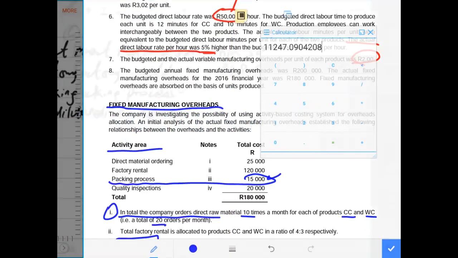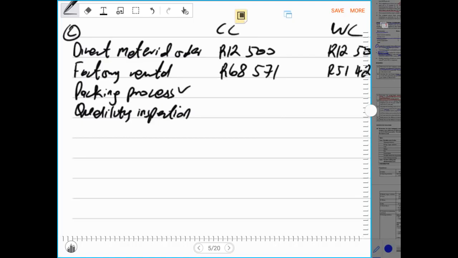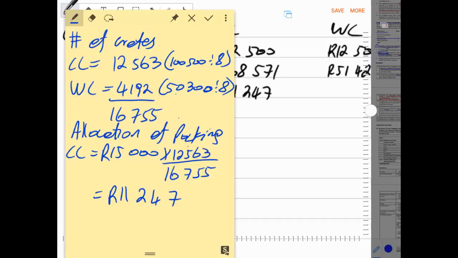Please don't forget to show the workings. I'm just doing them here now in my notes. It will be 11,247. So now, as you have seen those calculations, 11,247. Then after that we do the allocation of the second product.